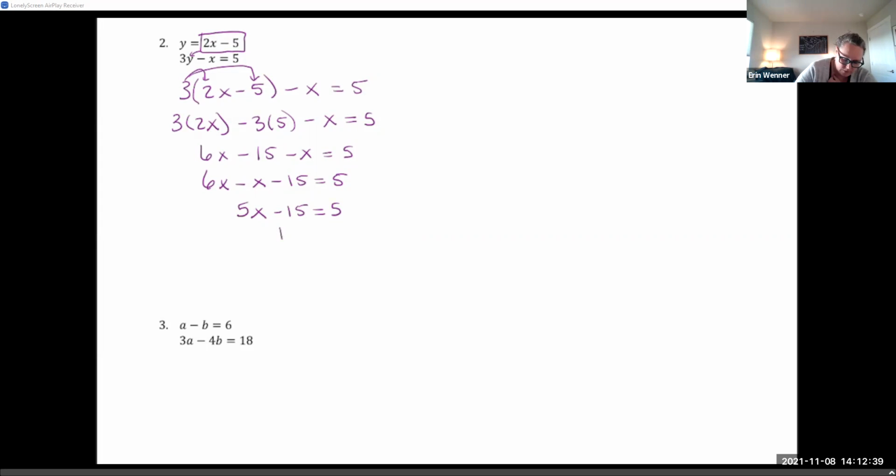Okay, so if we add 15, bring our 5x down, we get 5x equals 20. Dividing by 5, we get x equals 4. So now we go back to the first equation, which is y equals 2x minus 5. Again, we have our y variable isolated. That's what we're trying to solve for now.